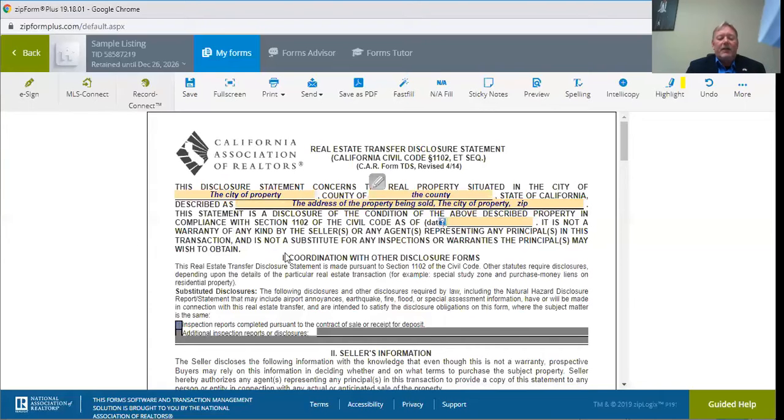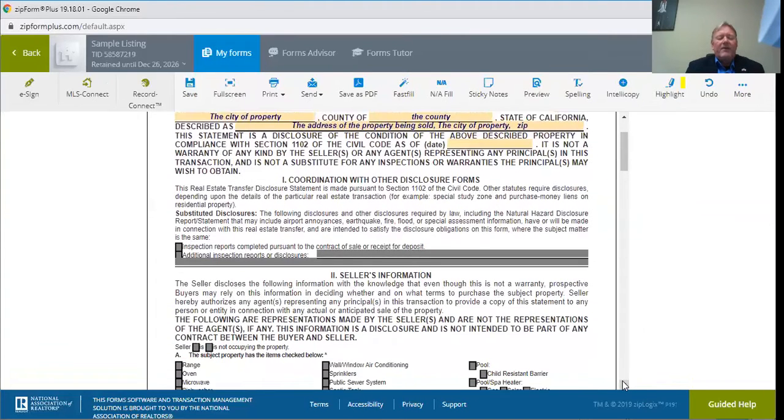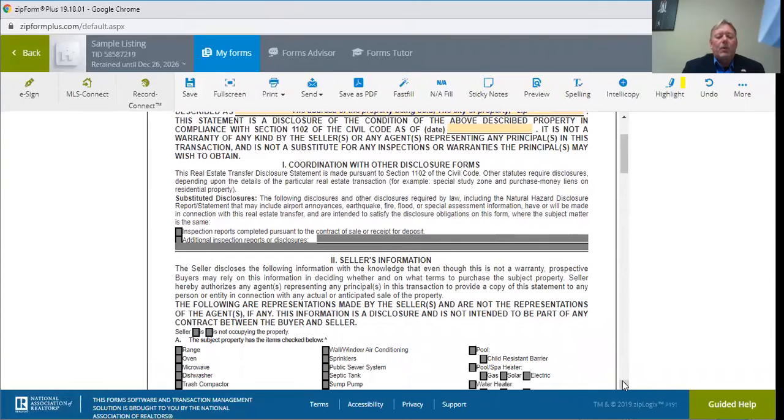And then we actually get into what some of the forms mean: coordination with other disclosure forms. This real estate disclosure is made pursuant to Section 1102 of the Civil Code. So if you have any inspection reports completed pursuant to the contract of sale or receipt for deposit, you'll go ahead and click that button.